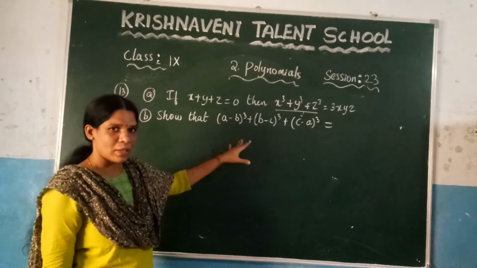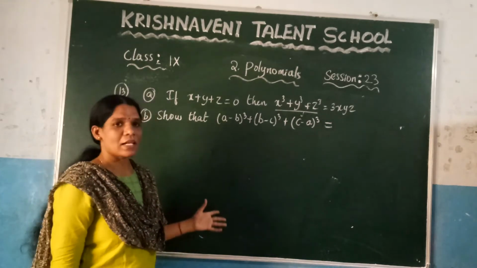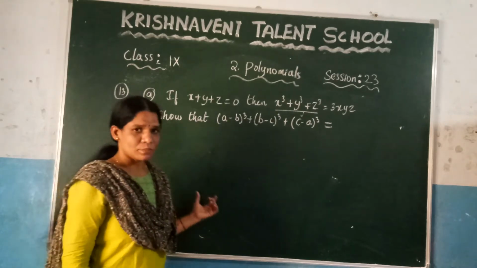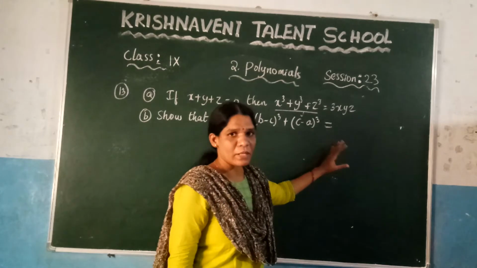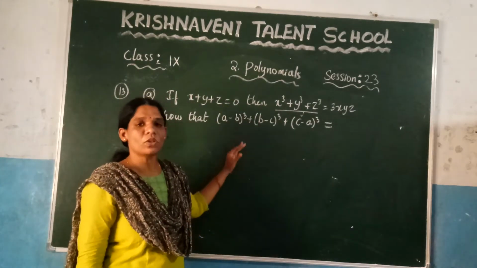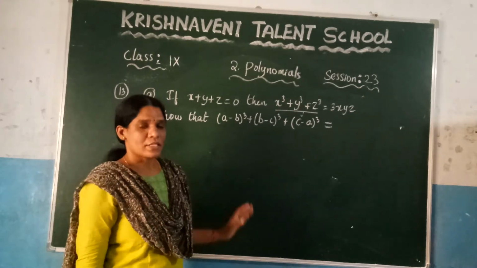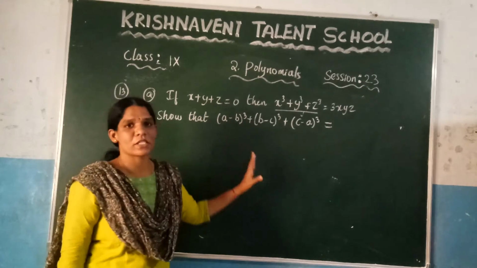It is in the form of (a minus b) whole cube, and after expanding we will cancel the like terms, and we confirm that the value will become 3 into (a minus b) into (b minus c) into (c minus a). But there is no need to do all this calculation here. Just check whether x plus y plus z is equal to 0 or not.